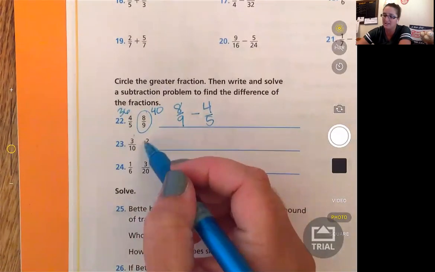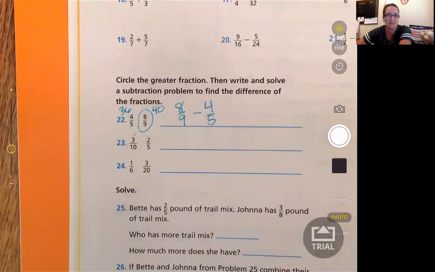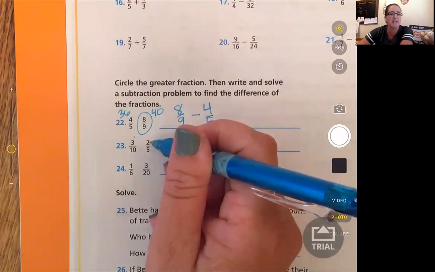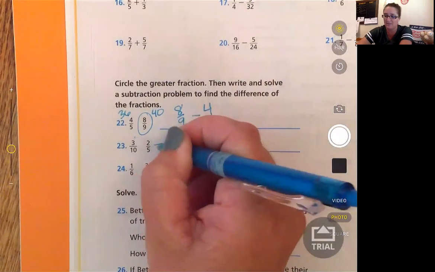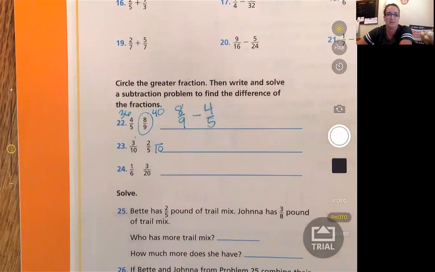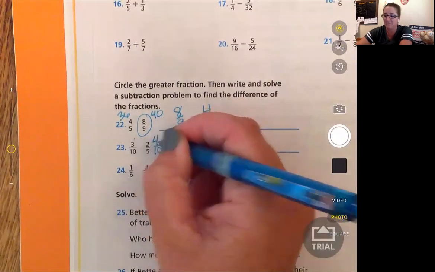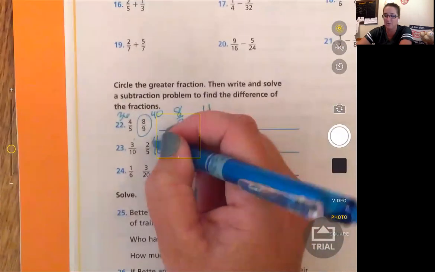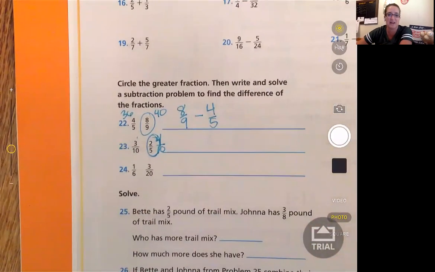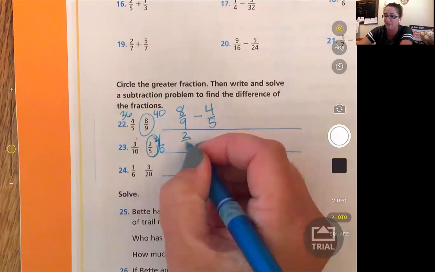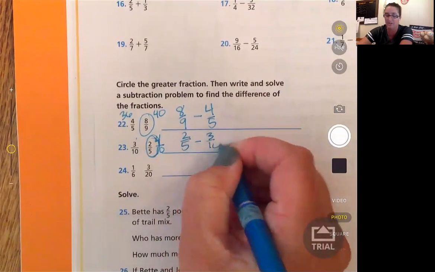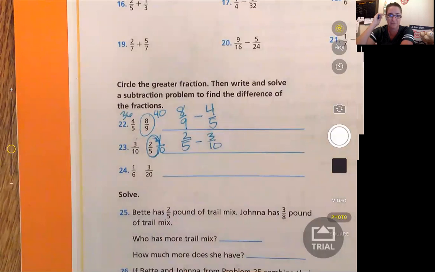How about 3/10 and 2/5? I hear 2/5 is greater. You're right, because how many tenths is 2/5? 4. It is 4/10, and 4/10 is more than 3/10. So that makes that our bigger one. So if I was going to write my subtraction problem, the bigger number is going to come first.